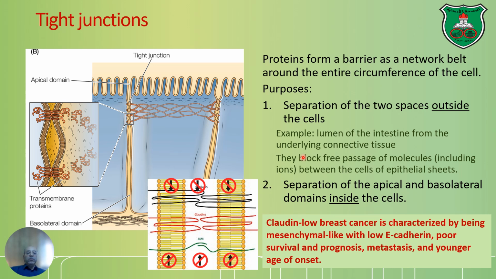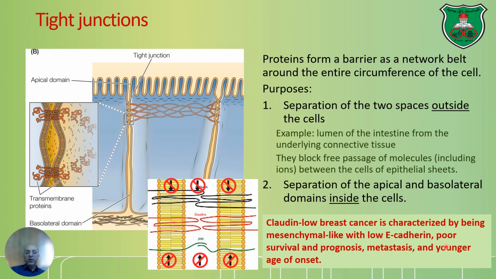Now, an example of a tight junction protein is a protein known as claudin. Okay, so right here, claudin. And it turns out, there is a type of breast cancer known as Claudin low breast cancer. Meaning breast cancer that has low expression of the protein Claudin. This type of breast cancer is known to be mesenchymal-like, meaning it's motile, elongated. It has low E-cadherin expression.